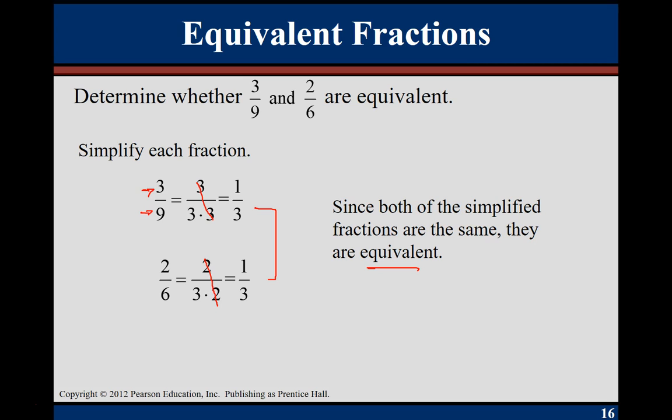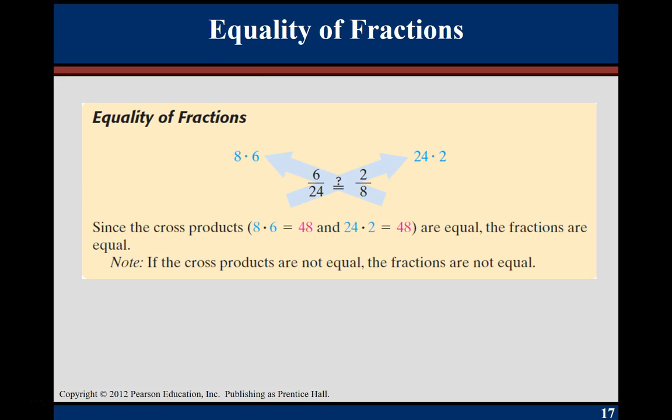You may want to just compare to see which one is bigger than the other. If you can't find any common pairs of factors, you may want to use something called a cross multiply. If I want to see if 6 over 24 is equal to 2 over 8, I can take the bottom of one fraction and multiply it by the top of the second fraction. So here I would say 8 times 6. 8 times 6 is 48. Take the bottom of the other fraction and multiply it by the numerator of the first, and 24 times 2 is 48. If when you multiply them you get the same number, they're equal.